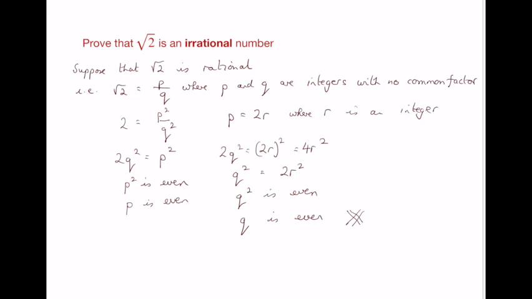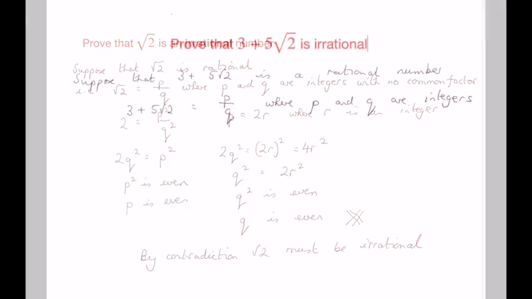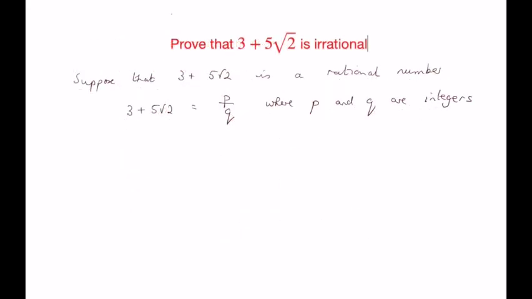That's the symbol I use for contradiction. And the conclusion is that by contradiction, root 2 must be irrational. Beautiful proof. And a similar proof will prove that root 3 is irrational, root 5 is irrational, the root of any prime number is irrational.